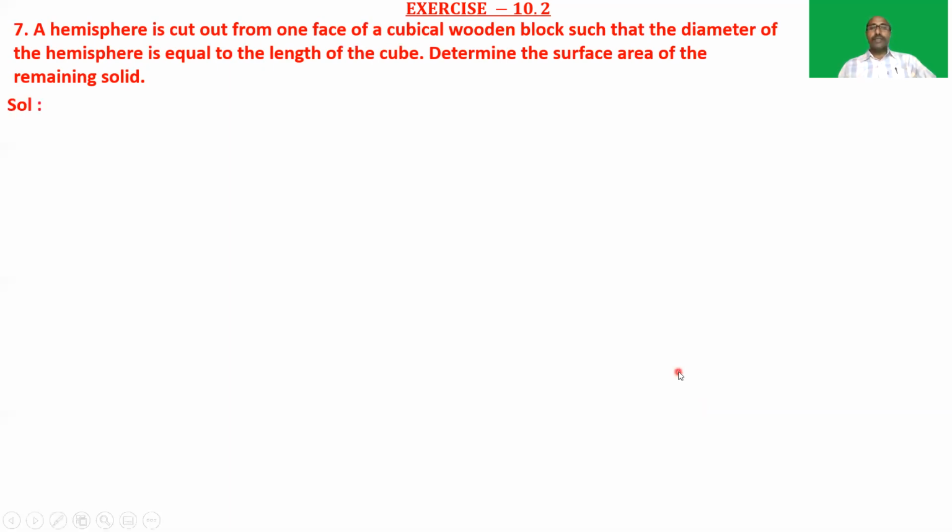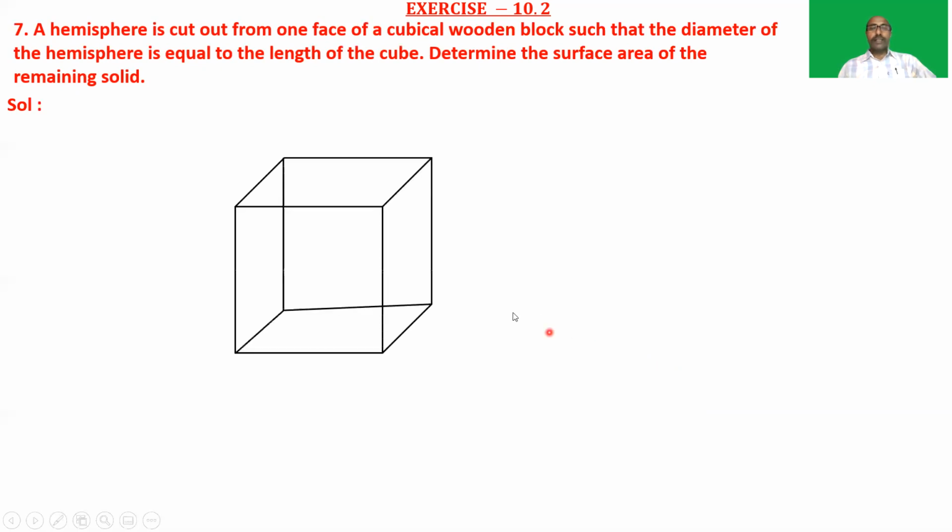So here the picture is like this. It is a cubical wooden block, and a hemisphere whose diameter is equal to the side of the cube is cut out from one face of this cube. And let the side of this cube be A. Then the diameter of the hemisphere is also A.